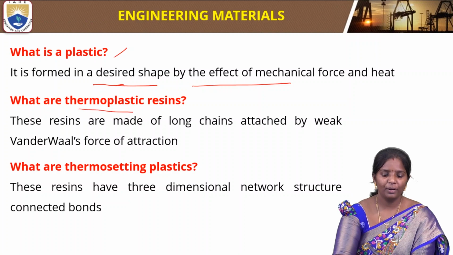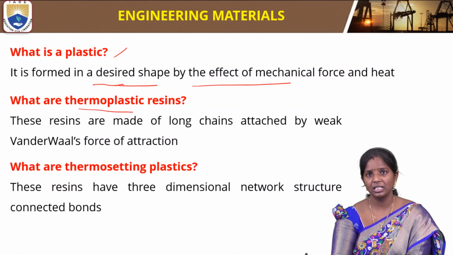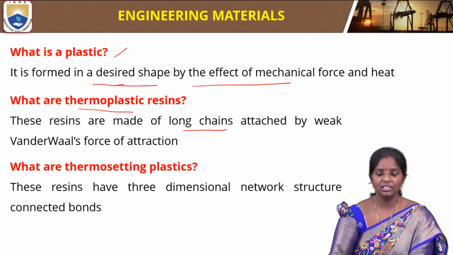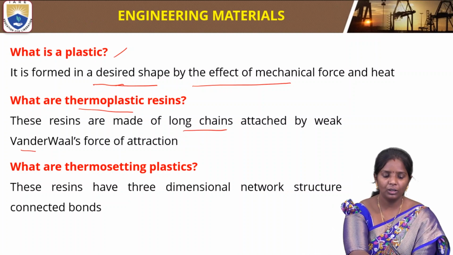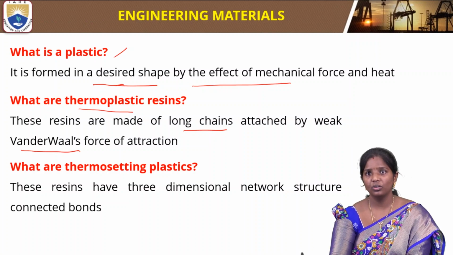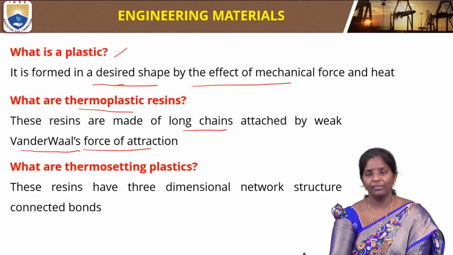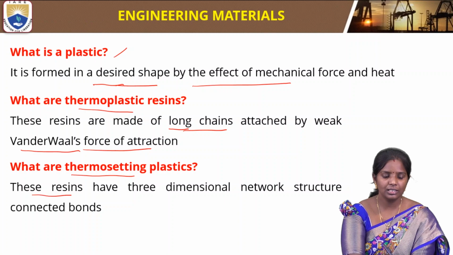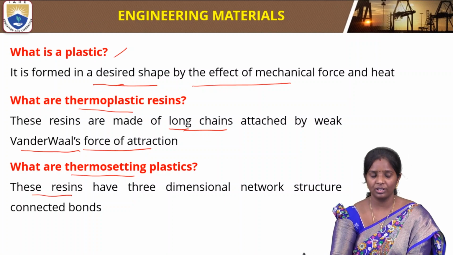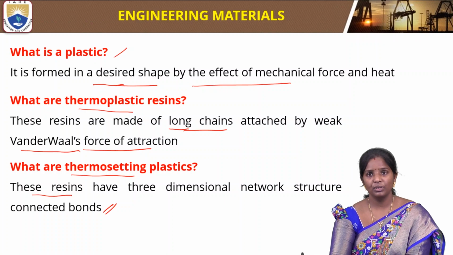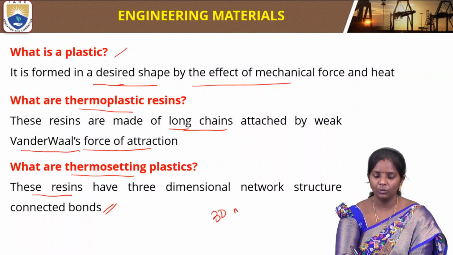So what are thermoplastic resins? These resins are made of long chains attached by weak van der Waals forces of attraction. So thermoplastic resins are formed by weak van der Waals forces of attraction, and they have long chains. Then what are thermosetting plastics? These resins have three-dimensional network structures with connected bonds. It means the 3D network structures are connected.